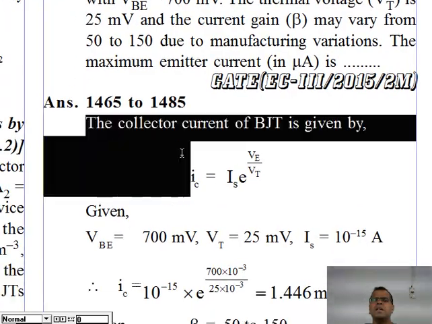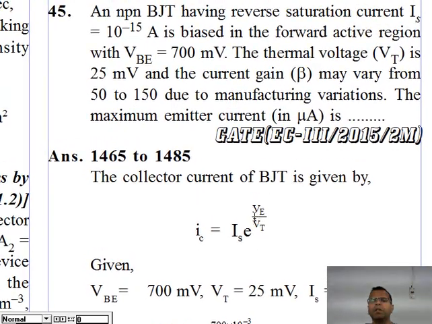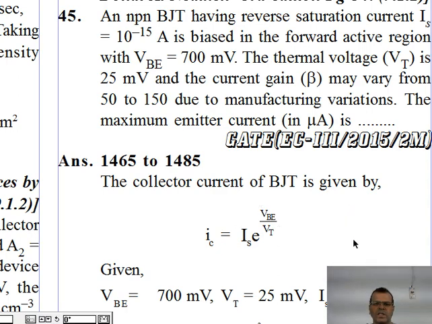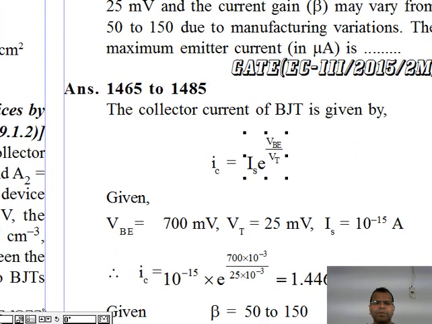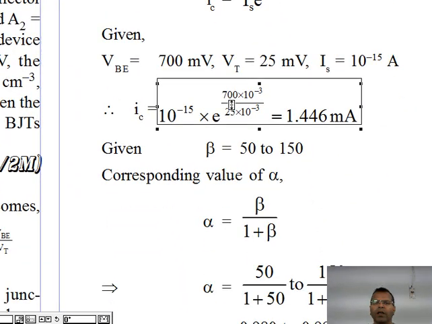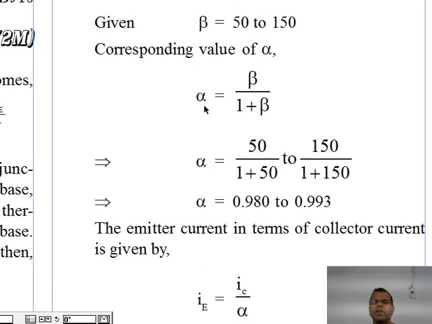So let us see the collector current. That is the relationship of the collector current. VBE, basically this VE here is nothing but VBE. I will make a small correction here. That is VBE. Fine. So this is the relationship. Here I am given all these parameters, so I will be able to get the collector current from these relationships. Beta range is given to you, so from the range of beta I get the range of alpha.